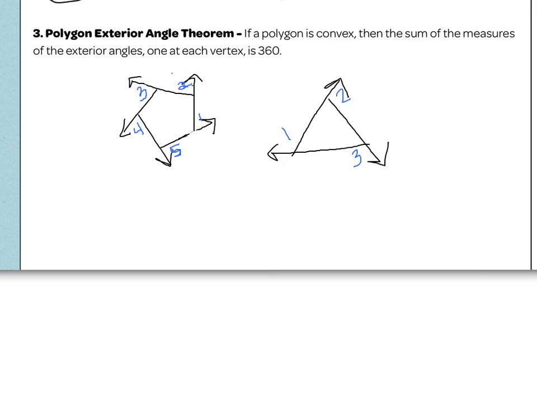So if you think about it, the exterior angles for the figure with 5 sides are going to be smaller than the exterior angles for the picture with 3 sides, because we're spreading 360 over 3 angles instead of spreading 360 over 5 angles.